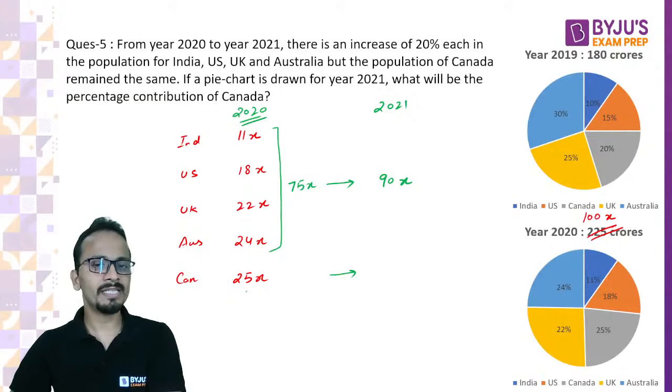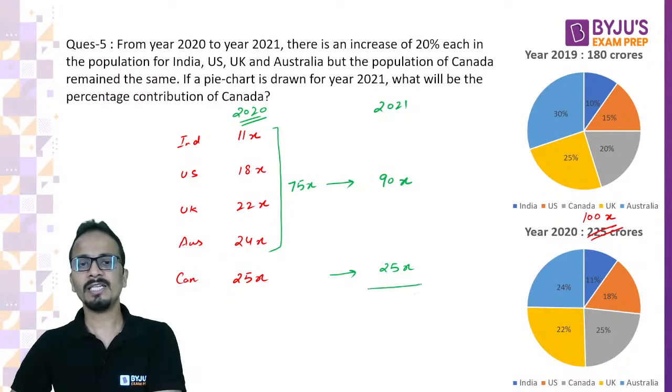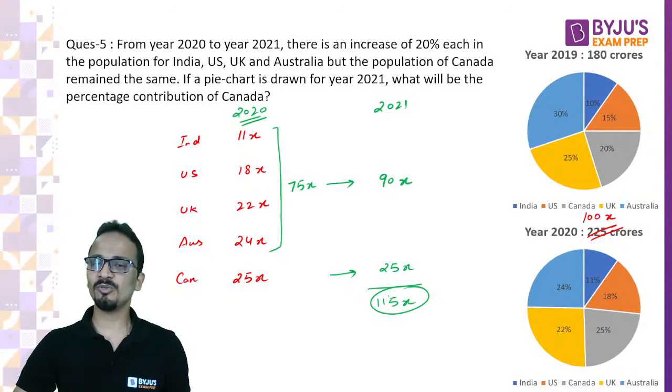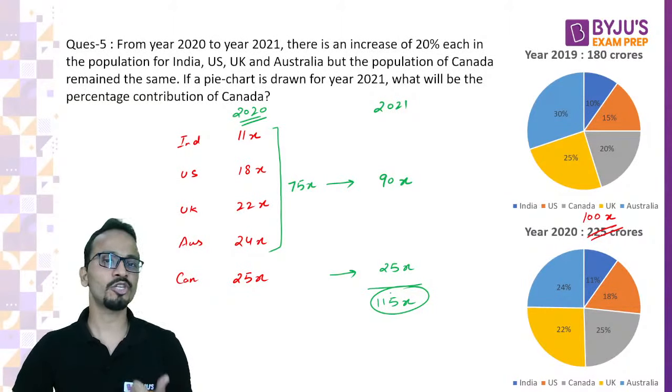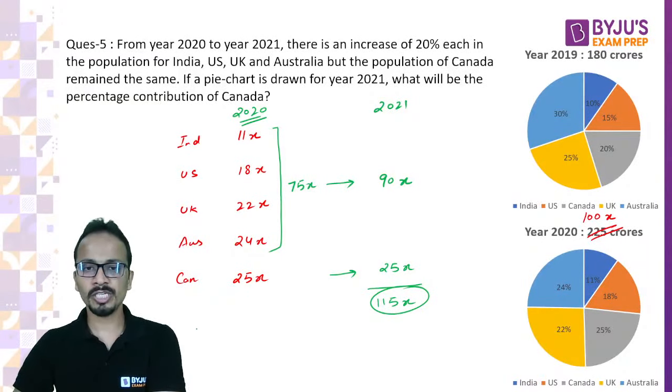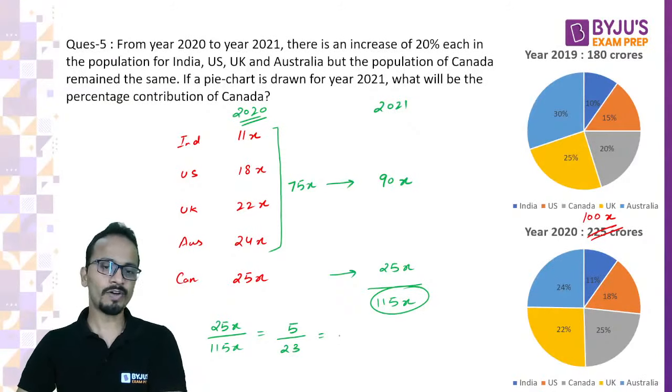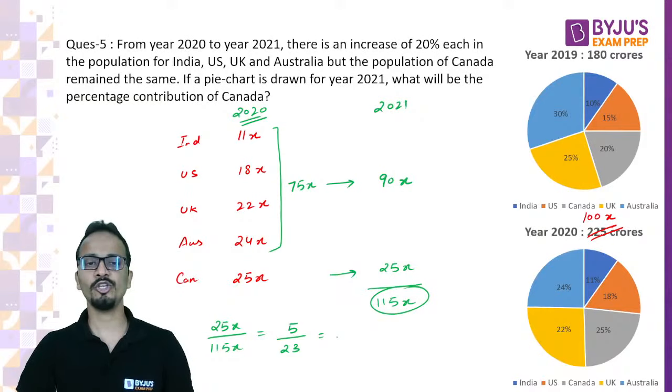The population of Canada has remained the same, so it will remain 25x as it is. Okay, now the total population is 115x. So 115x is the total population. Now you can do the calculations. What will be the percentage contribution of Canada in 2021? So the percentage of Canada will be the contribution of Canada, which is 25x divided by 115x into 100. Okay, take 5 common. So it will become 5 upon 23. Okay, so 5 upon 23 will be your final answer.